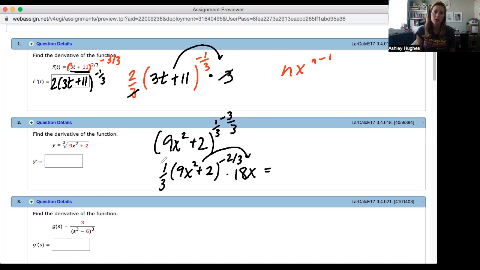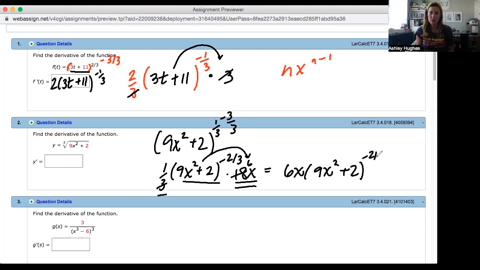Now, when we multiply 1/3 times 18, you can multiply these three parts of the function in any order. I know that 18 is divisible by 3. 3 goes into 18 6 times. So we can put the 6x in front just to make it look a little nicer, times (x² + 2) to the negative 2/3. This one, kind of a general rule of thumb, is if you have a root or a fraction, you want to rewrite it. So I can bring this whole thing up to the top.